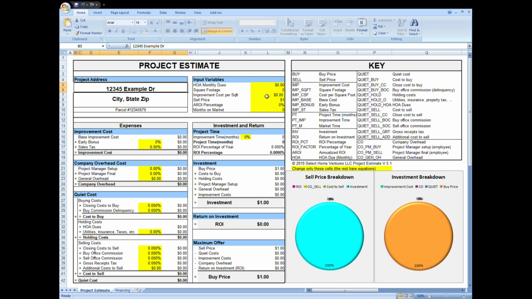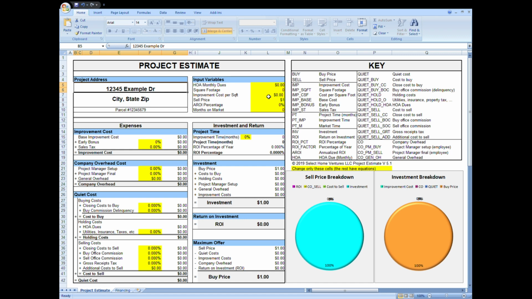This video is a tutorial for the house flipping project estimate calculator. Please take note of the yellow cells. These are the only cells we need to change because everything else is calculated for us. As you can see, our calculator has a clean slate waiting for us to start fresh.